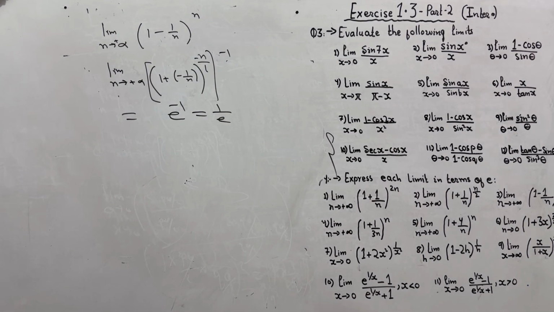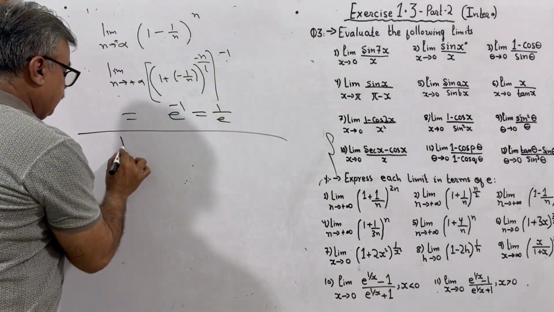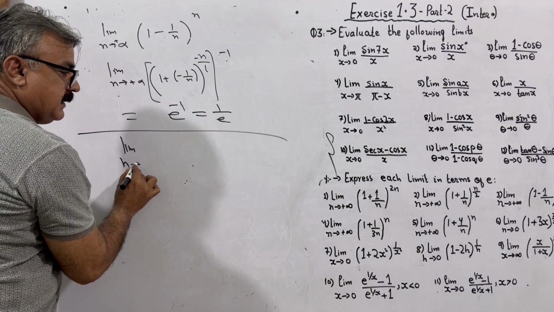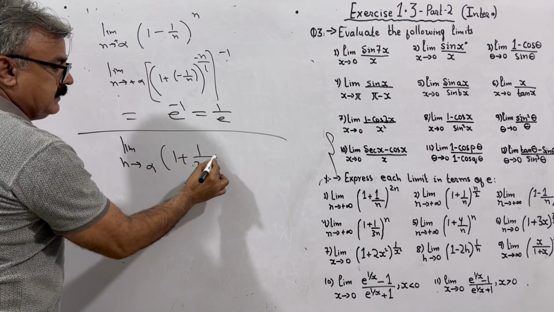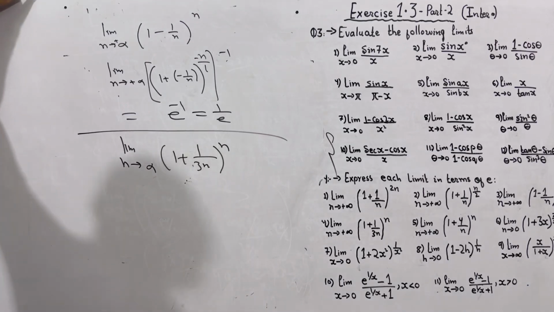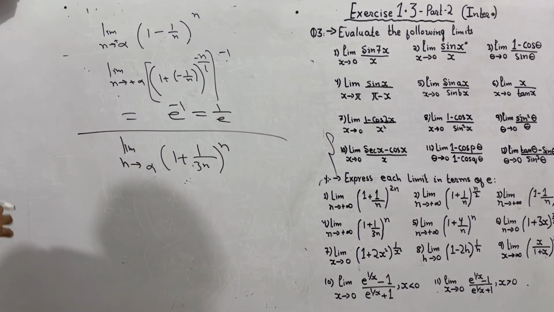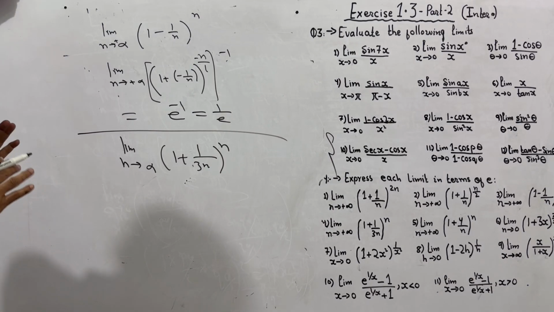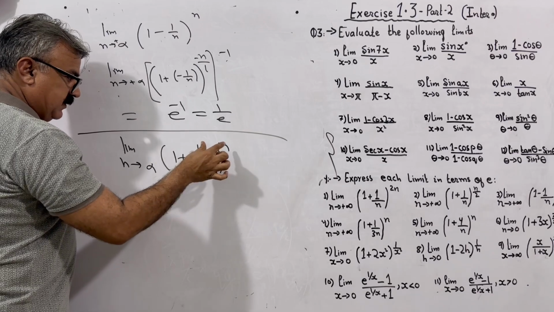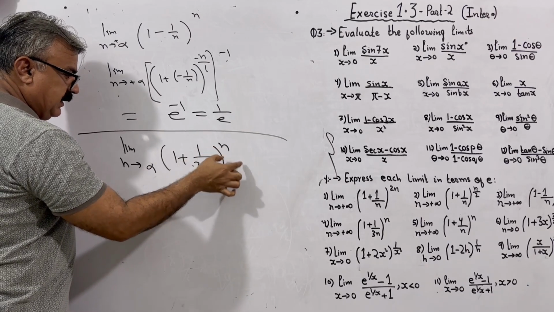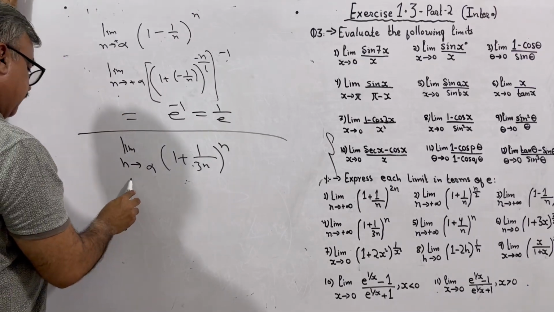Similarly, the limit as n tends to infinity of (1 plus 1 over 3n) raised to n. Look at this: limit at infinity with the overall power a variable, it's a case of E. Let's reconcile with our fact. There is 1 over 3n, so there must be the reciprocal, 3n over 1. There is a deficiency of 3, so divide and multiply by 3 in the power.